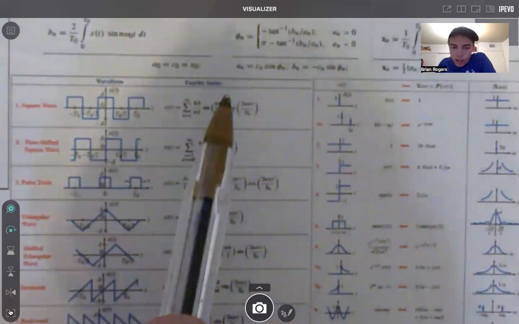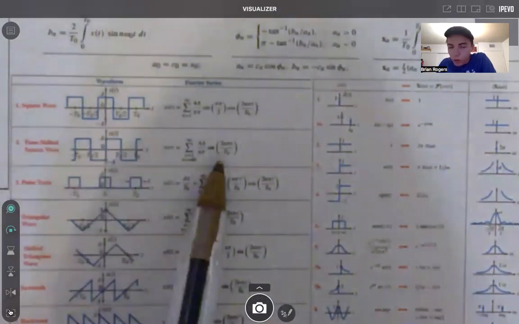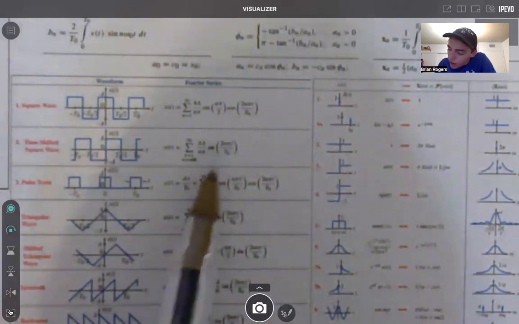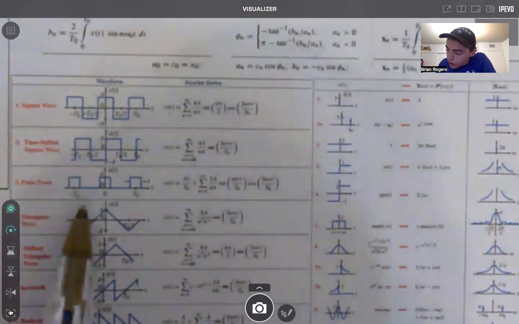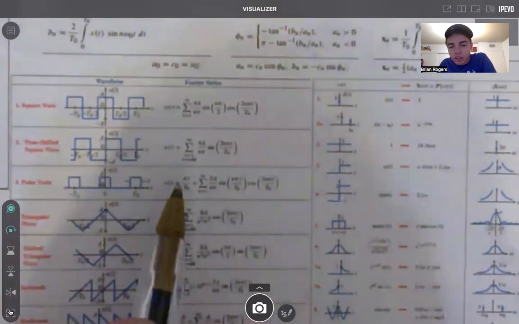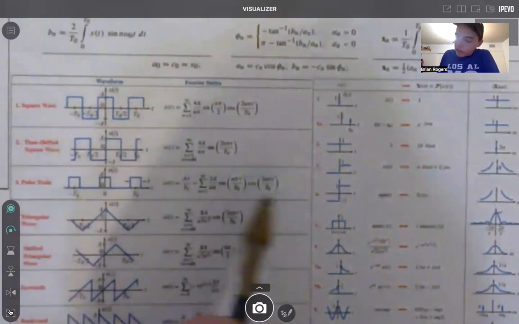Same thing with this one. See how this is an odd signal? This sine term doesn't deal with the coefficients. It deals with multiplying at the very end of the signal. This, you can see, is an even term. So the cosine term at the very end, you multiply that at the very end, because right in front of the cosine, this is how you find the coefficients. Then that cosine term you add at the very end.